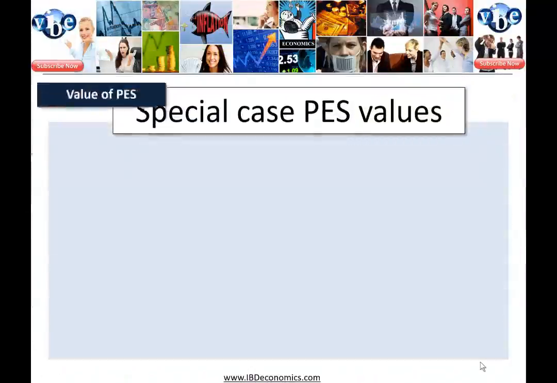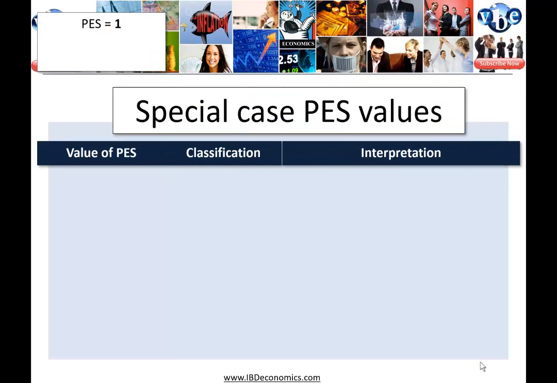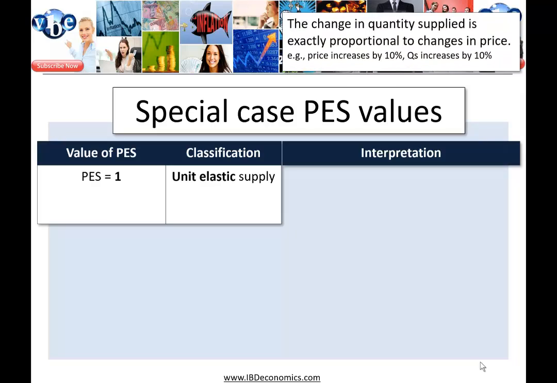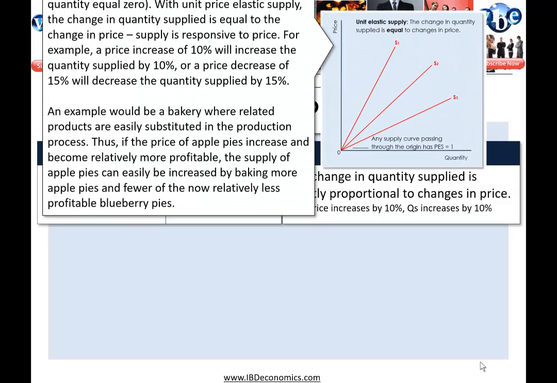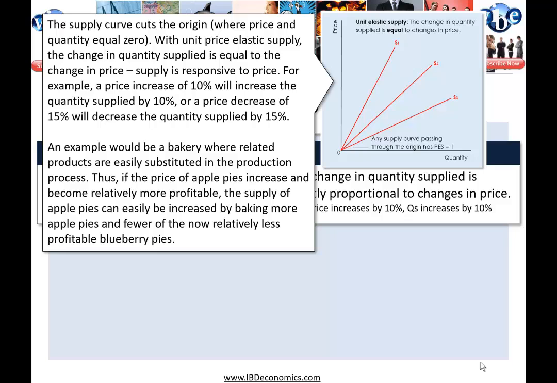A few special cases to consider. When PES equals 1, that's unit elastic supply. The change in quantity supplied is exactly proportional to changes in price. Price increases by 10%, quantity supplied would increase by 10%, for example. And we know we're looking at unit elastic supply for any supply curve that passes through the origin. So where the price axis meets the quantity supplied axis, that's 0. Any supply curve intersecting with that point, we have unit elastic supply. So the supply curve cuts the origin, where price and quantity equal 0.